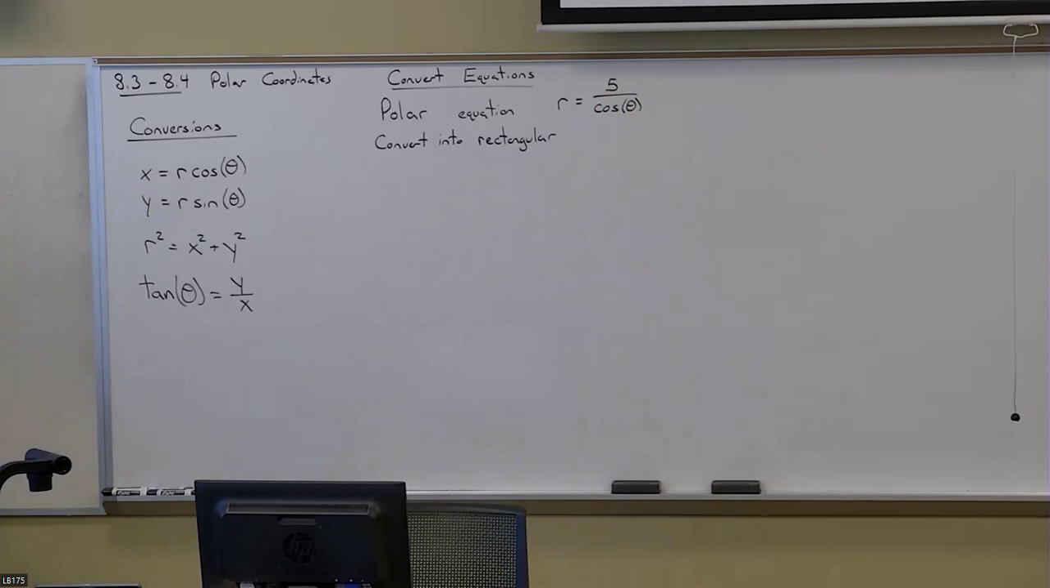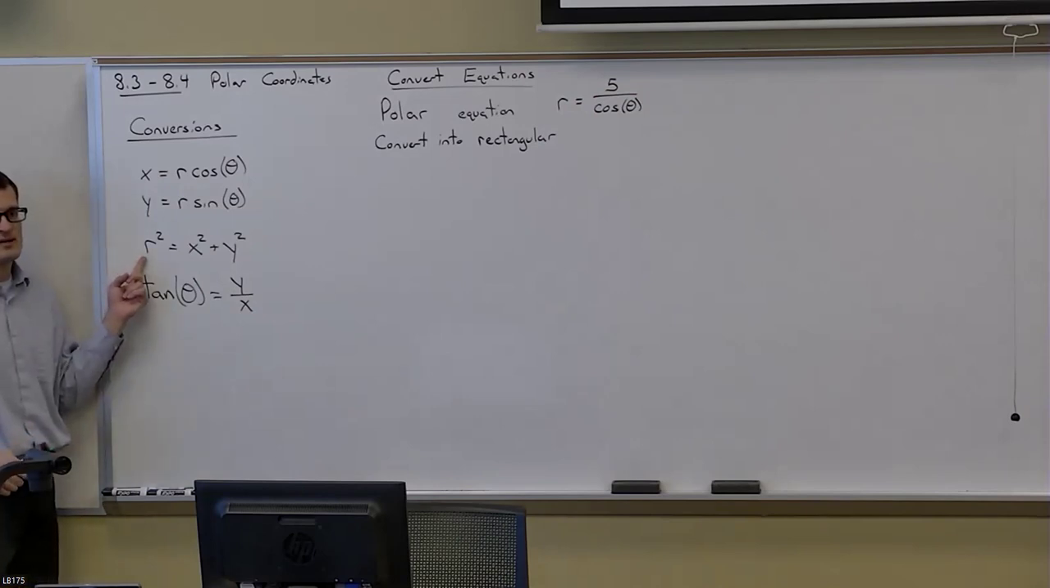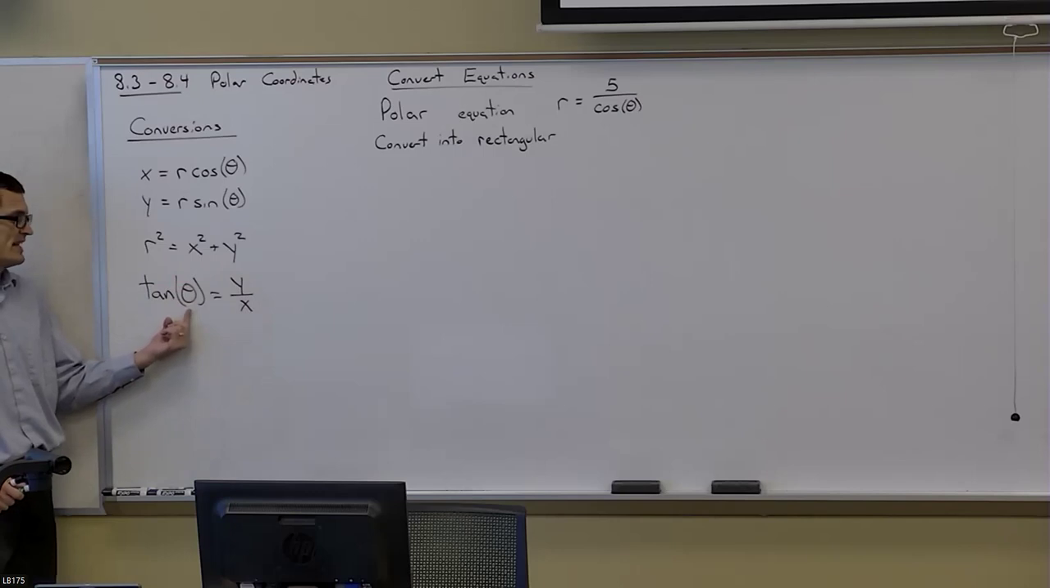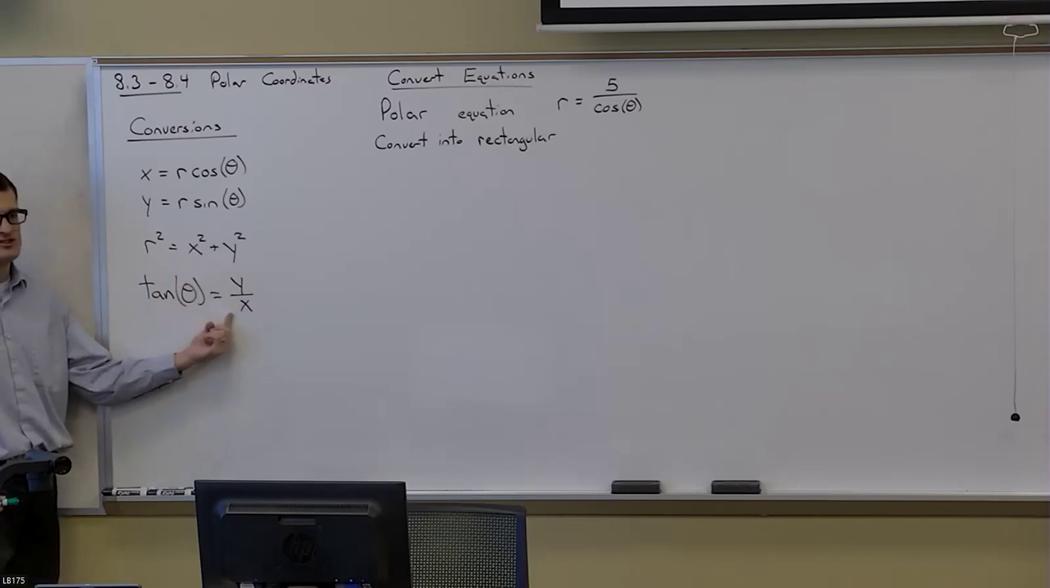Now, this avenue is sometimes a little bit tricky. I guess we could use the fallback option of every time I see an r, replace it with the square root of x squared plus y squared. And every time I see a theta, replace it with inverse tangent of y over x. But that's usually not very efficient.